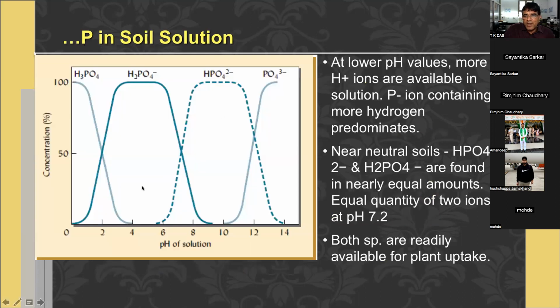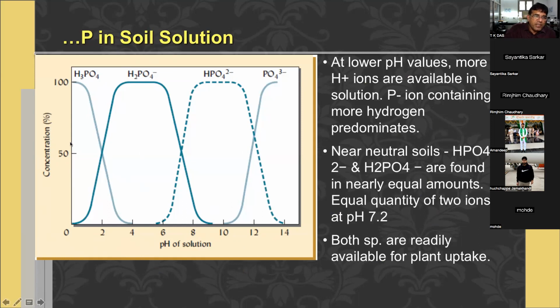See this picture you might have seen. A very interesting picture. Try to interpret it and learn it. On the X-axis, you have soil pH from 0 to 14, and on the Y-axis the concentration, meaning the relative proportion of these three ions and phosphoric acid.